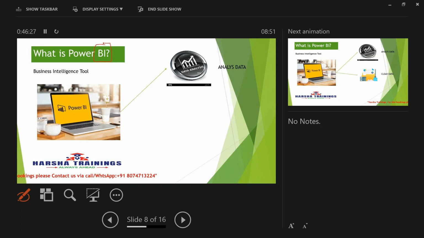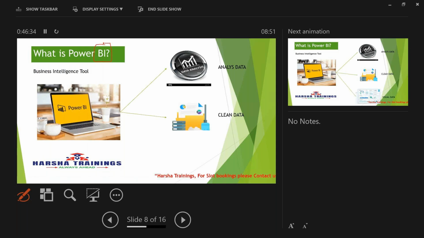No problem. Now, I can analyze my data, and apart from that, I can clean up my data. In real time, if there is a business, they will store some data in some way. While doing that, they will not give you clean data. They will give you raw data, so that raw data we need to clean up with the help of Power BI.